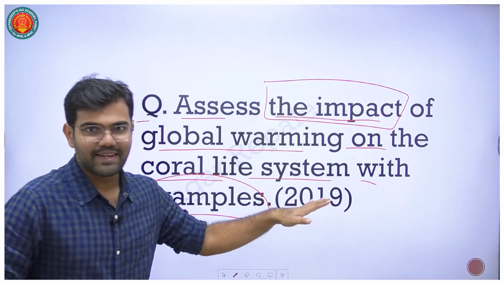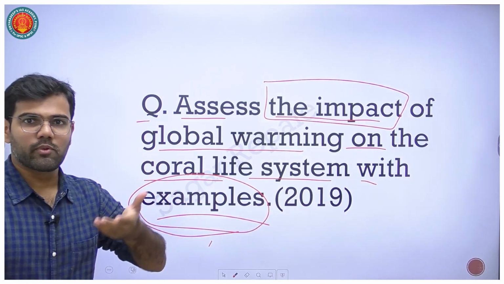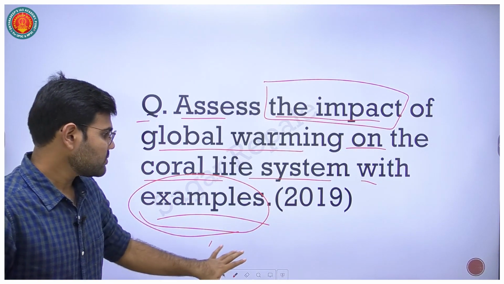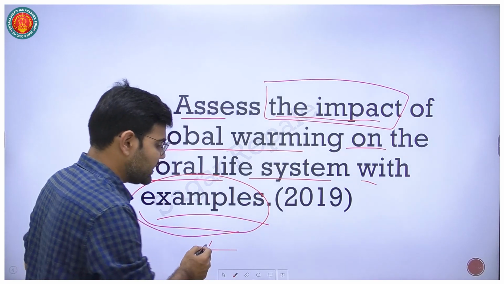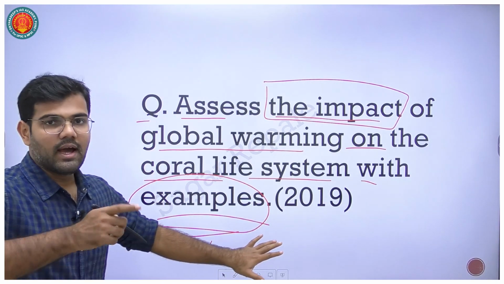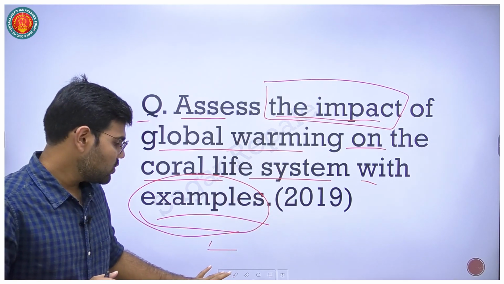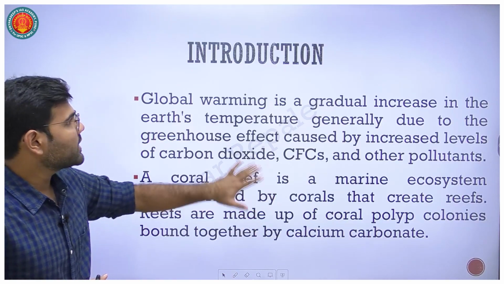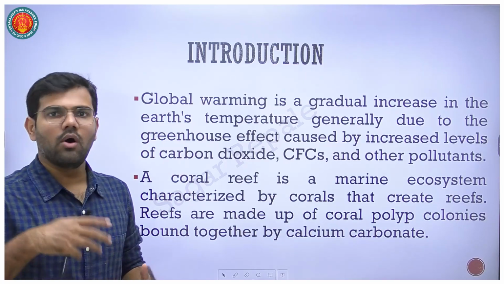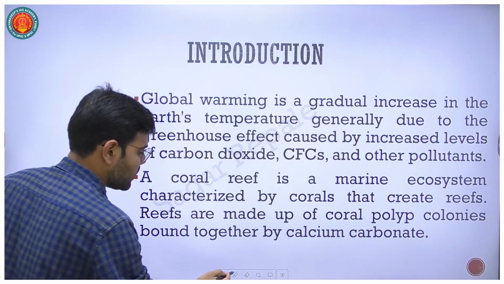So this is a 2019 question. So how we can approach this question? Let us discuss. So the two keywords are what? Global warming and coral system. So you can add in the introduction, you can write about either global warming or coral reefs. So what you can write?